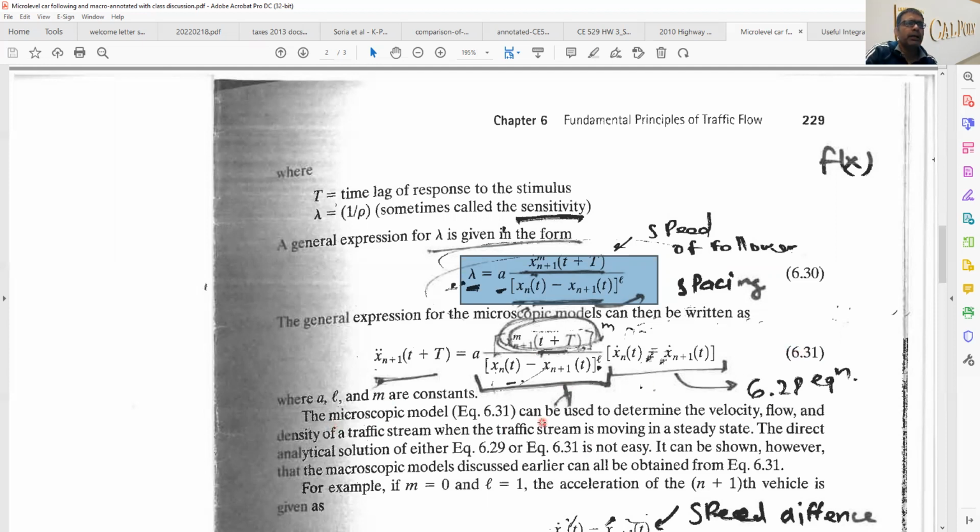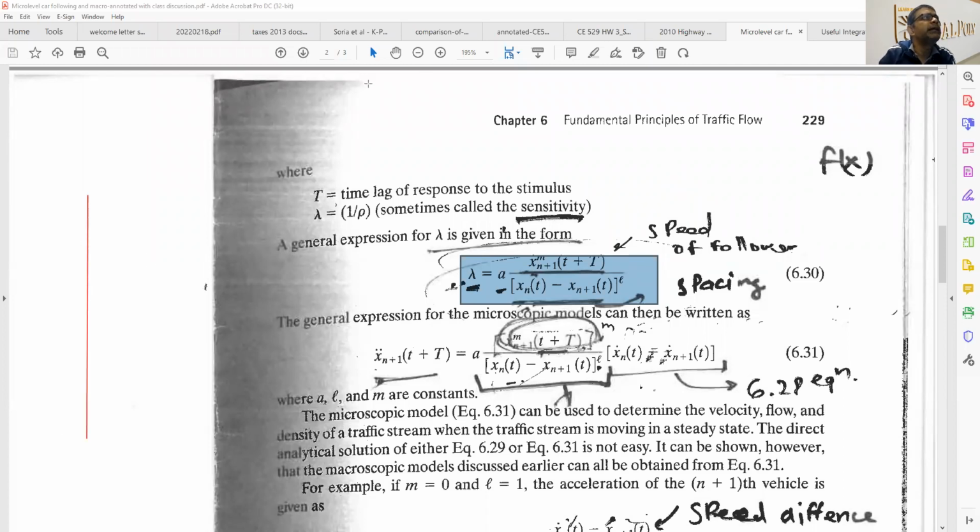This microscopic model, equation 631, can be used to determine the velocity, flow, and density of a traffic stream. This is where what you learned in CE 321, your introduction to transportation engineering class, comes in, where we learn about the Greenshields model or Greenberg's model and things like that. I'm going to try to show you how this type of thing could be used to derive those macro level relationships between speed and density. Okay, so let's think about this. I'm going to try to draw it to define the equation for you. If you remember the Greenshields model, what was it?